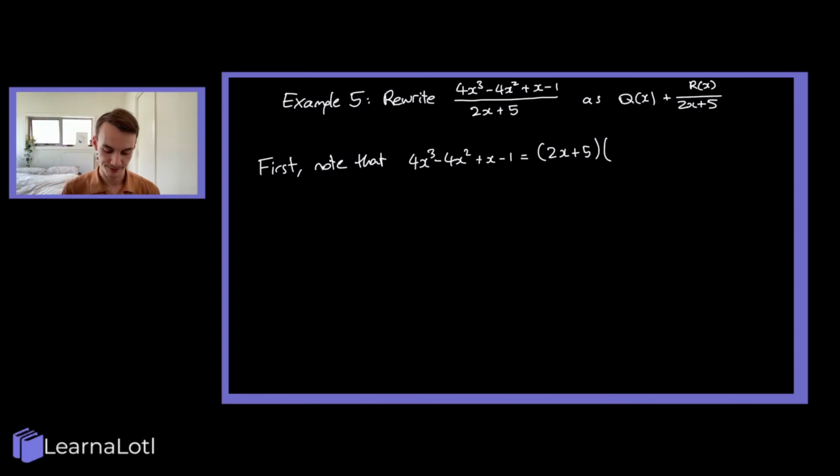I play my game. I want a 4x cubed. I can get this by multiplying 2x by what? Here it's going to be slightly different because I'm multiplying by 2x, not just x. So it'll be 2x times 2x squared. That's going to give me my 4x cubed. But I've also introduced plus 10x squared, and I don't want plus 10x squared. What I want is minus 4x squared. So what do I need? What I need is minus 14x squared.